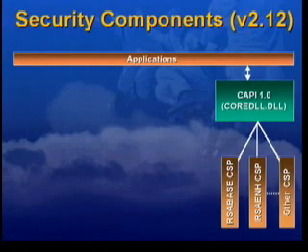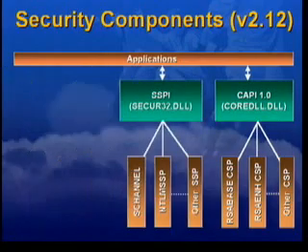Under this wrapper, we have two providers, an RSA base provider and the RSA enhanced provider. The RSA enhanced provider contains 128-bit encryption components, and this can only be used in North America. And the RSA base contains the 40-bit encryption components that we can ship to almost all countries in the world.